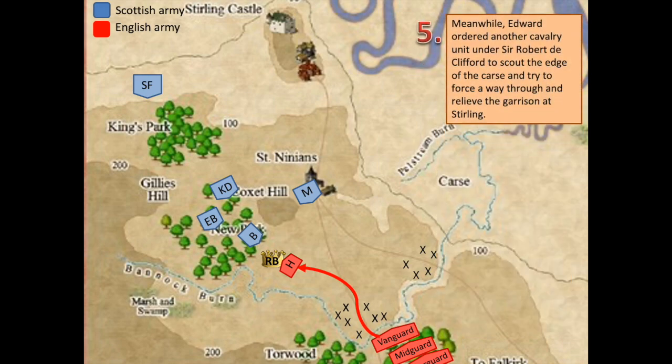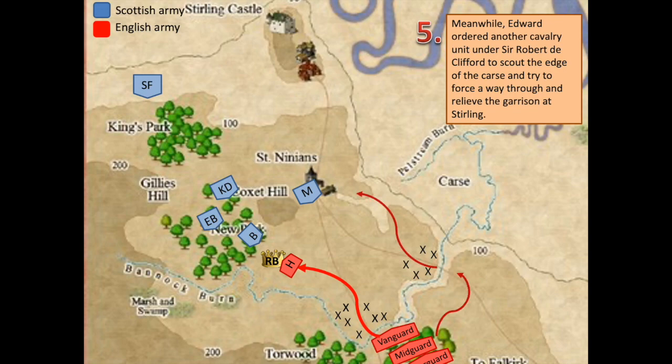Meanwhile, Edward ordered another cavalry unit under Sir Robert de Clifford to scout the edge of the Carse, that bog over there to the east, and try to force a way through and relieve the garrison at Stirling. So Edward's actually making quite a sensible decision here. The point of his army getting to Stirling in such a rush is to relieve the Scottish siege of his northern stronghold. So if Robert the Bruce and the Scots are distracted by the charge of these foolhardy young knights, then Edward can take advantage of that and sneak some of his forces through to relieve the city.